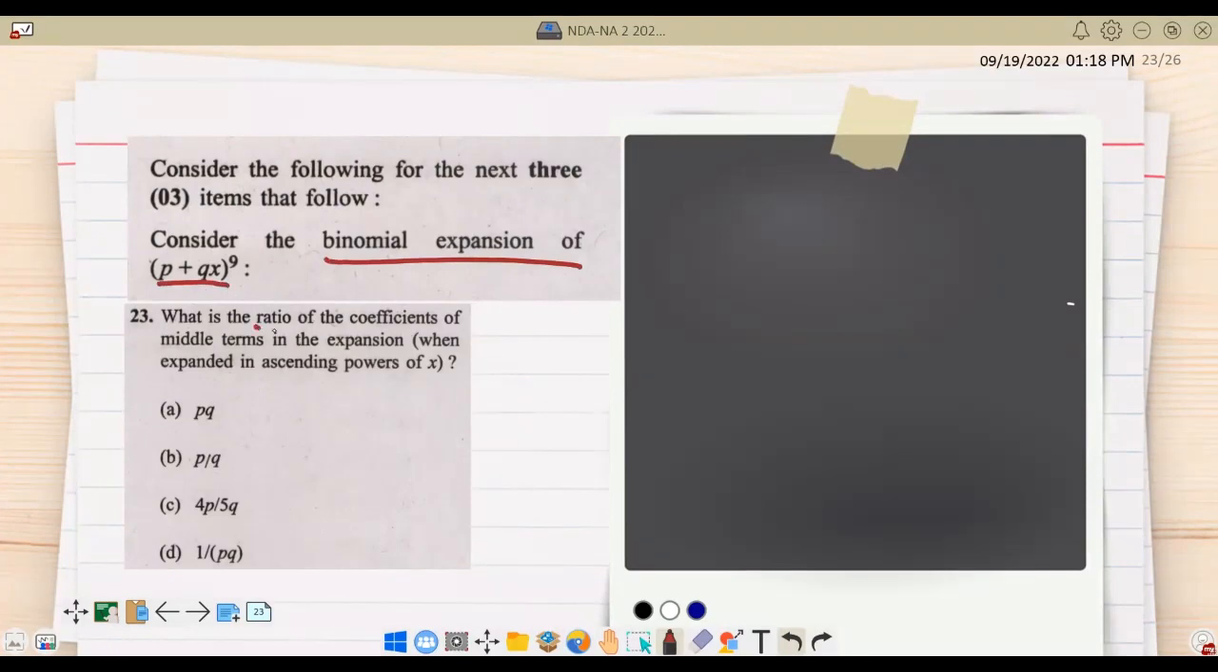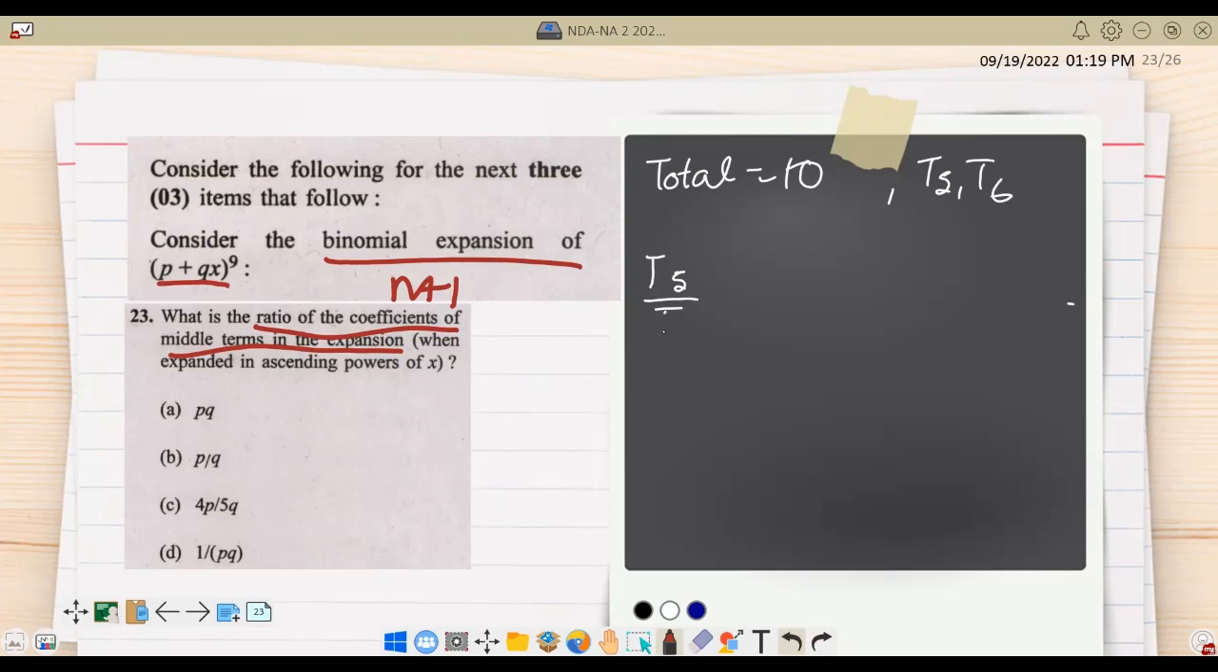This question also follows the binomial expansion of (P plus Qx) whole to the power 9. In this question, there was the ratio of the coefficients of middle terms in the expansion. First, we need to know the number of terms. If we have the power n, then the total number of terms will be n plus 1. Here we have power 9, so the total number of terms will be 10. So the middle terms will be T5 and T6. They have given the ratio of the coefficient of middle terms, then we need to find T5 by T6.